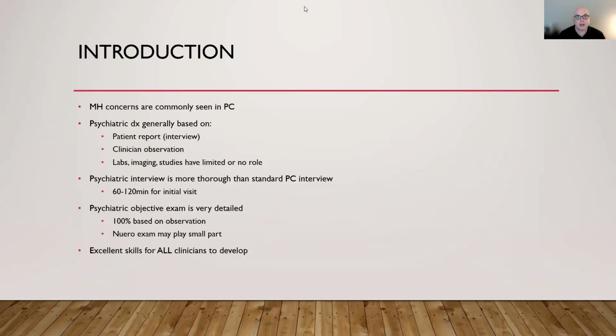Likewise, the psychiatric objective exam is very detailed. So again, you're not listening to heart and lungs. You're doing very little in the way of physical exam, maybe a small neurological exam, because of course, when you're dealing with psychiatric issues, you're dealing with brain issues essentially. So the neuro exam may play a part in that, but essentially it's almost going to be entirely based on your observation. So the psychiatric interview is the history portion or the subjective portion, and the observations are your objective portion.